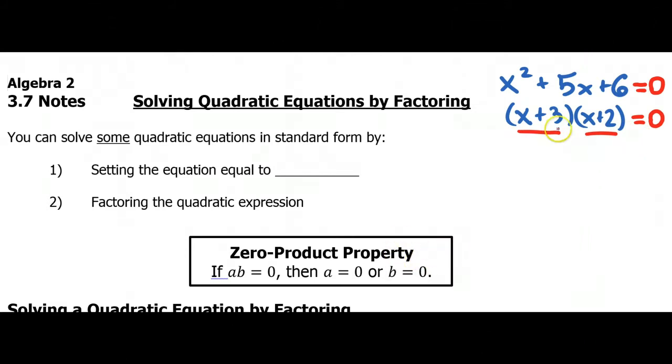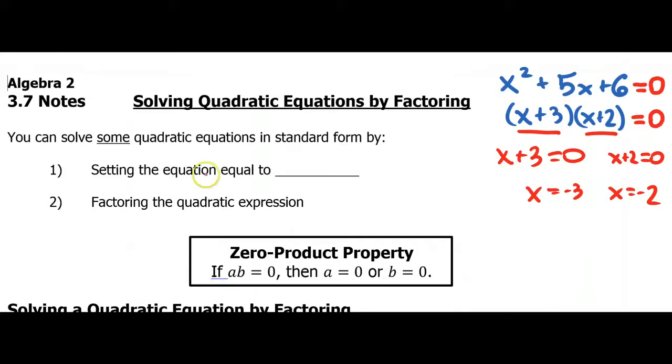You know that if two numbers multiplied together give you 0, then one of those two numbers has to be 0, and so you just assume that either this expression x plus 3 equals 0, or this expression x plus 2 equals 0, which means x has to be either negative 3 or negative 2. We did this a little bit last year, but we're going to review it again in this video. So there's basically two steps to solving quadratic equations by factoring.